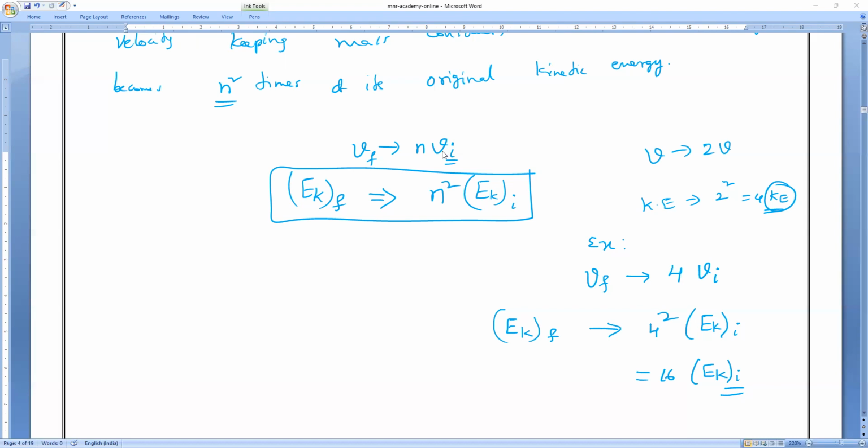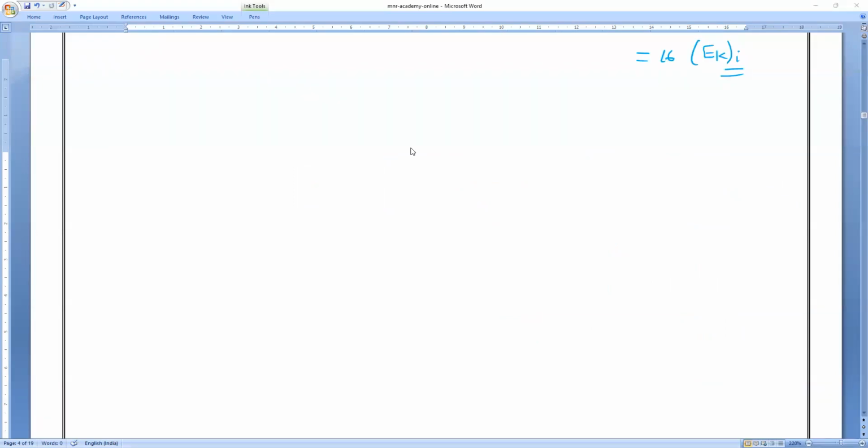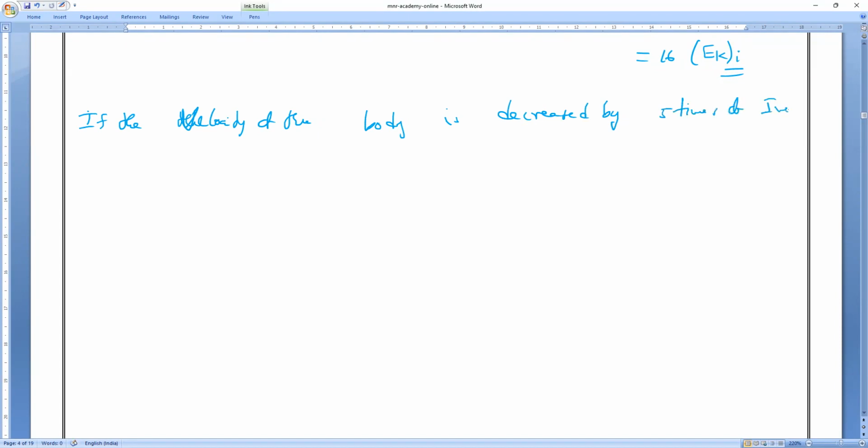Right. Next question. This is a very tough question, let me teach you. Write the question. If the velocity of the body is decreased by five times of the initial velocity, keeping mass constant, calculate the new kinetic energy or change in kinetic energy.